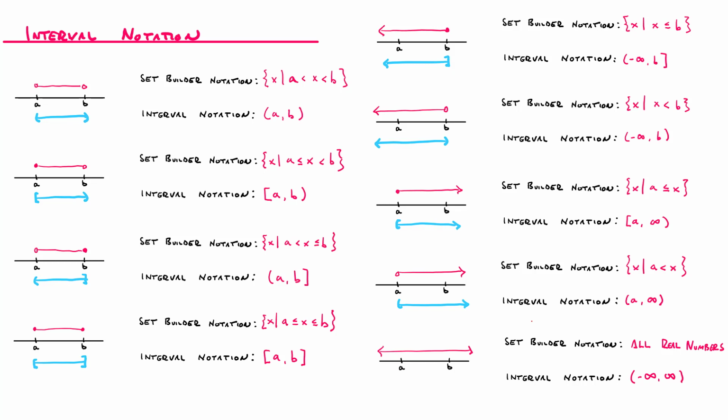So the line in red is my personal preference. I like the open circles and closed circles, and then the ones in blue are the way that your book does it. Okay, you'll notice the very last one doesn't have a blue one because you notate them the same. The entire number line is just all real numbers. And it does have an interval notation. It's -infinity to +infinity.